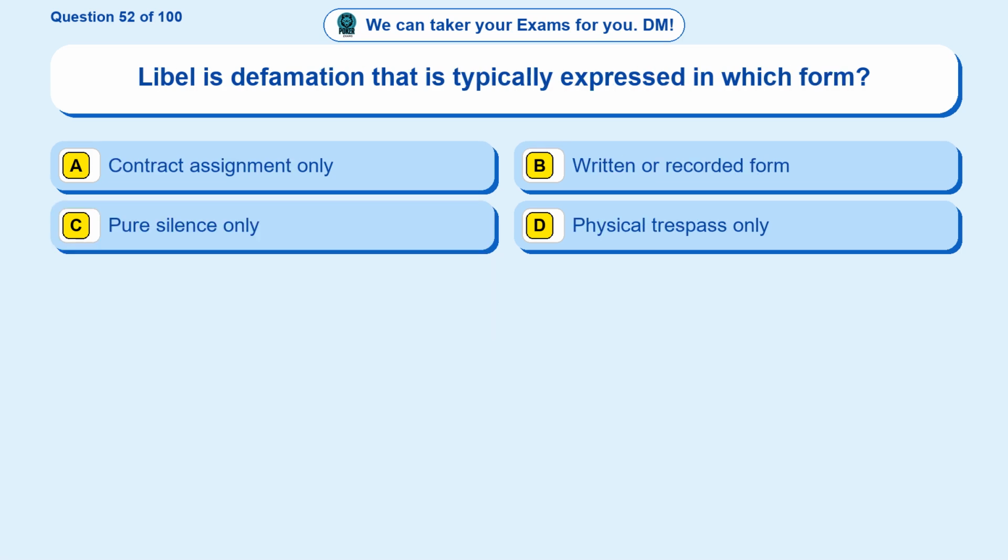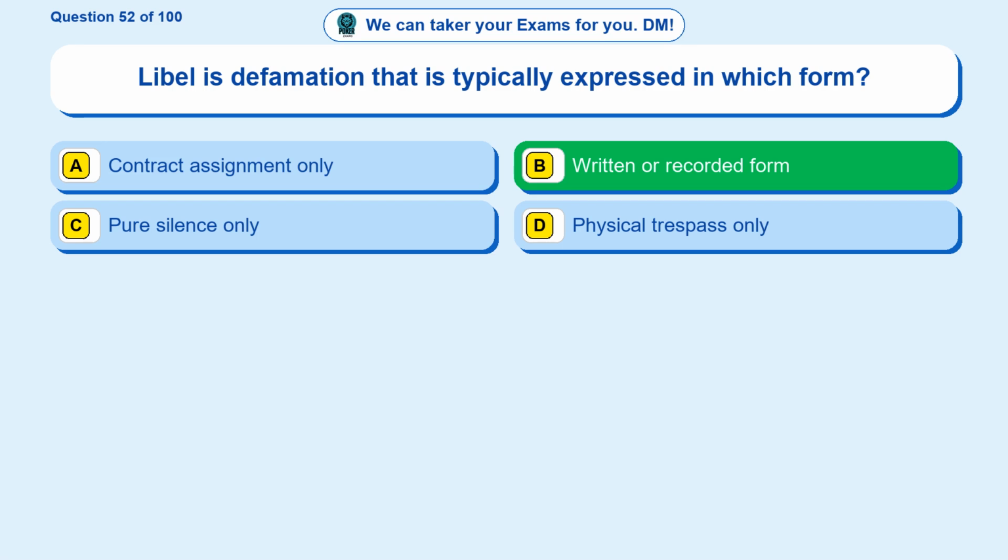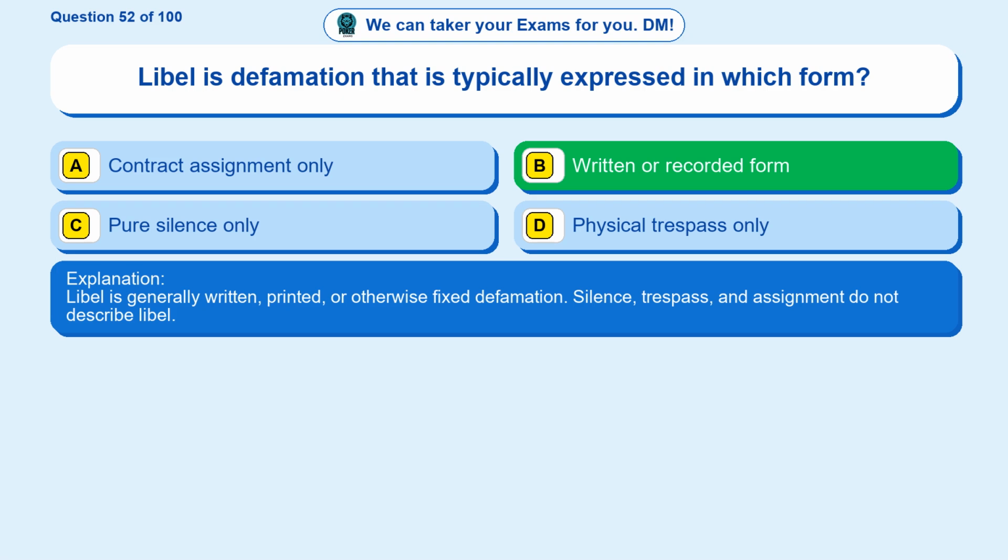Question 52. Libel is defamation that is typically expressed in which form? Option A, contract assignment only. Option B, written or recorded form. Option C, pure silence only. Option D, physical trespass only. The correct answer is option B. Written or recorded form. Libel is generally written, printed, or otherwise fixed defamation. Silence, trespass, and assignment do not describe libel.